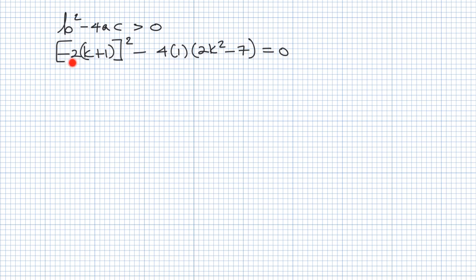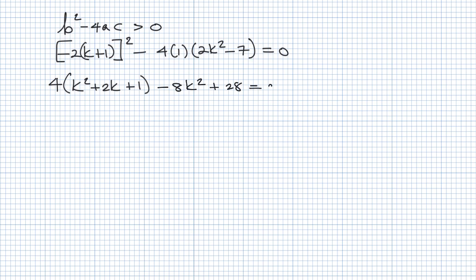All you need to do is square this minus 2, so it becomes a positive 4. And as I've said earlier in the video, when you square this bracket, don't just say that the answer is k squared plus 1. You need to expand it by multiplying it by itself. So if you multiply it by itself, you're going to have k squared plus 2k plus 1. And then let's deal with what's going on at the end here. Again, ignore that 1. Just multiply the minus 4 out in that bracket there. And that becomes minus 8k squared plus 28.